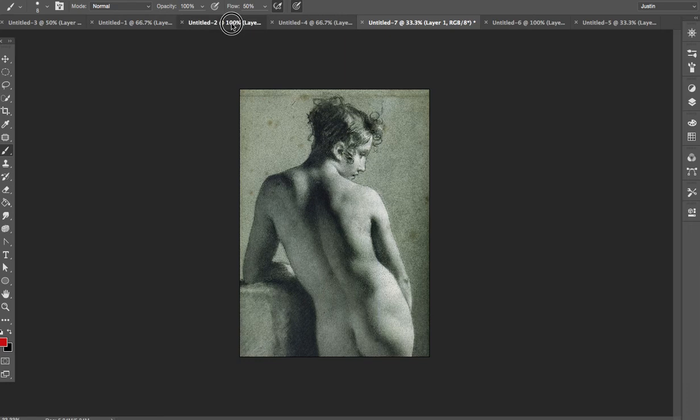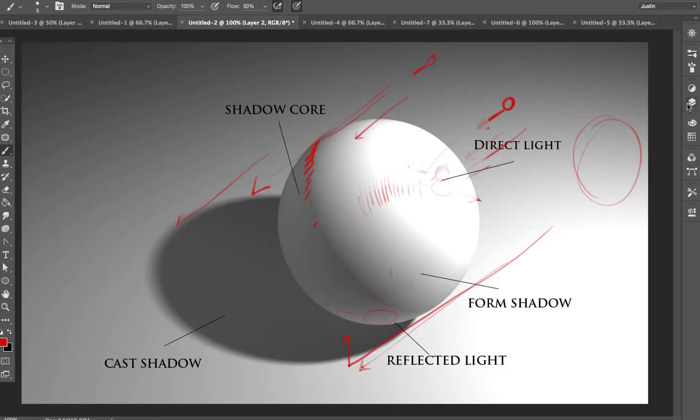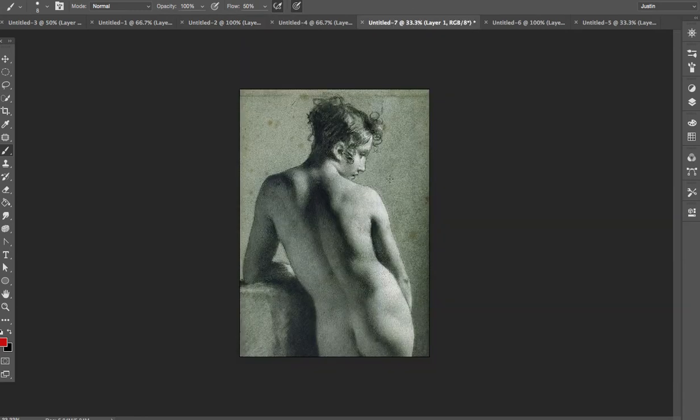Okay, so let's go back for a second and look at this image. We have, I want to say, highlight, halftone, shadow core, reflected light, cast shadow. Those are the key components. Now in here, we see all of those same things. Highlights, halftones, shadow core, there's that shadow core, and reflected light. Okay, so all of this is reflected lights.